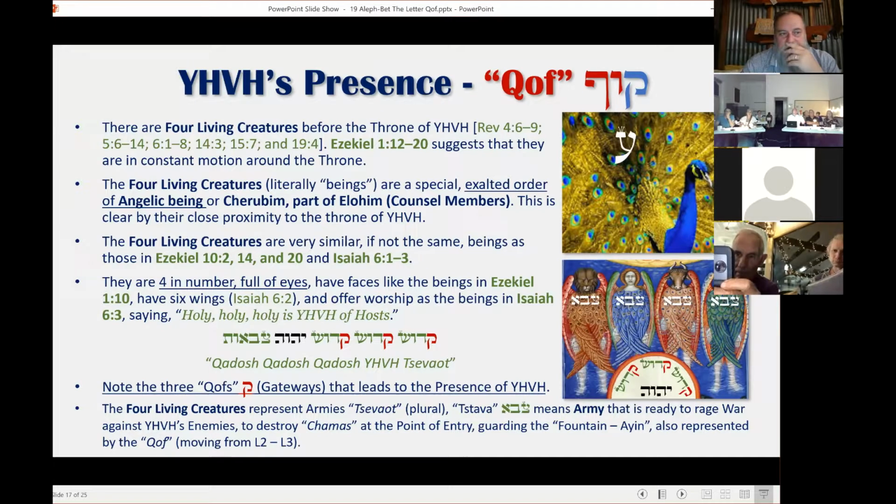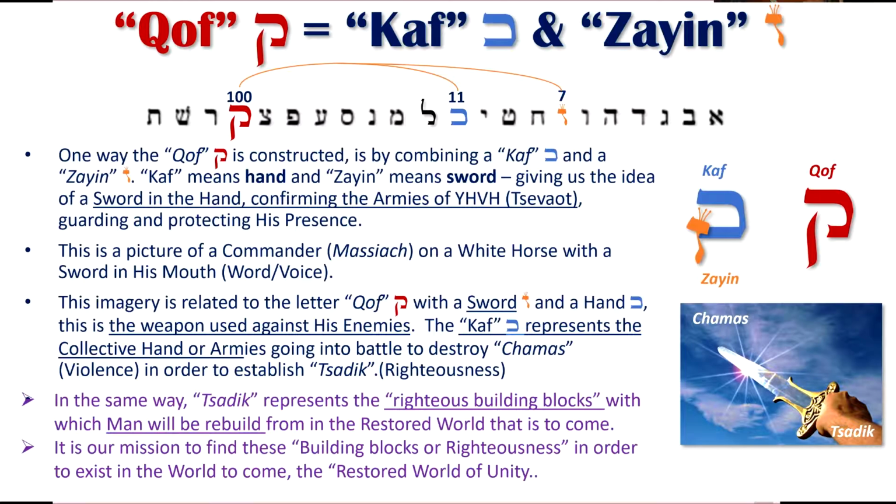And we see that in the next picture, which is how the word Goof is constructed. Now the Goof, if you look at the letter Goof, can be constructed by the letter Kaf and the letter Zayin. It makes the same shape. Now, Zayin in the Hebrew alphabet means sword, and Kaf means hand. So we've got the sword in the hand.